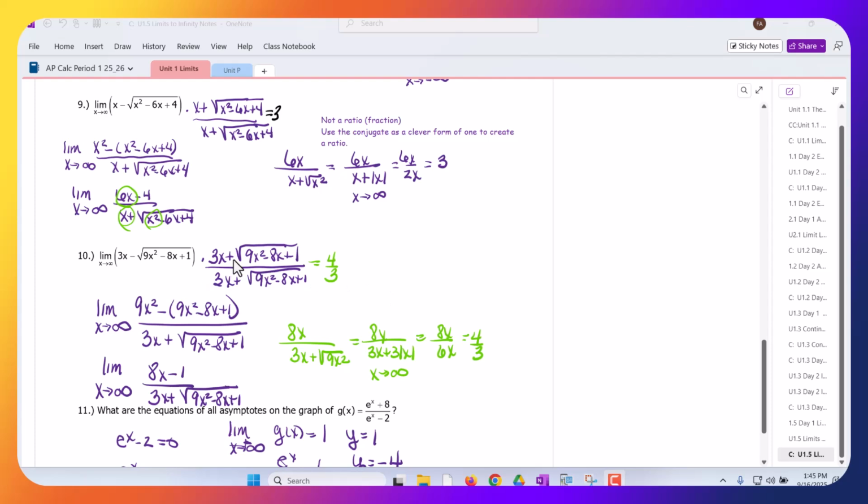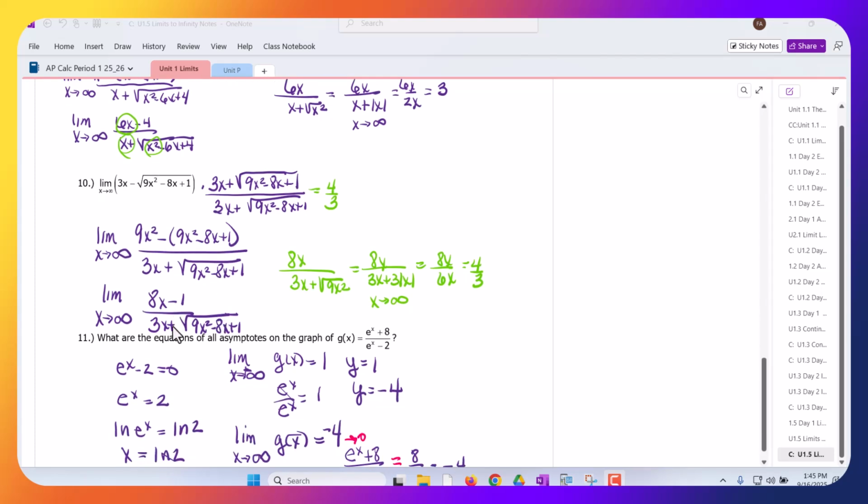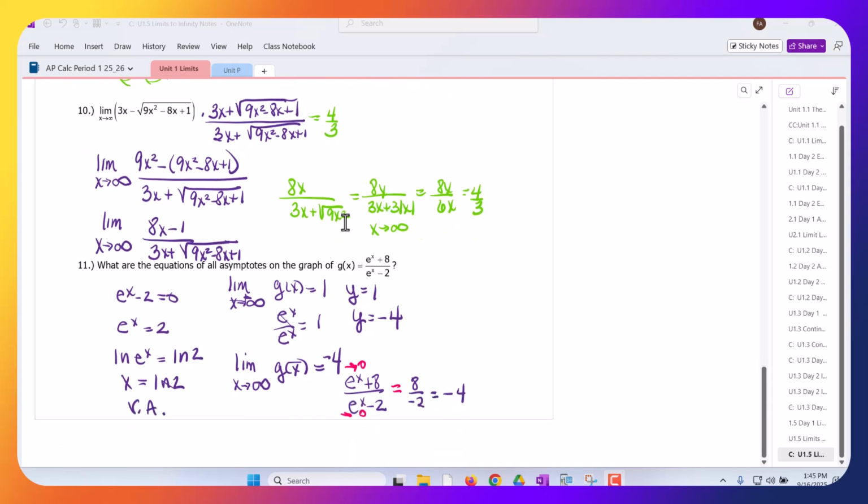We use the same strategy for number 10. We create a clever form of 1 using the conjugate. We get to the point where we're going to take the significant term in the numerator and the 2 significant terms in the denominator, because I have a linear plus this composite function, both contributing to the growth rate. Here, the absolute value is not going to affect anything because we're approaching positive infinity. So I really have 8x over 6x, which reduces to the ratio of 4/3.